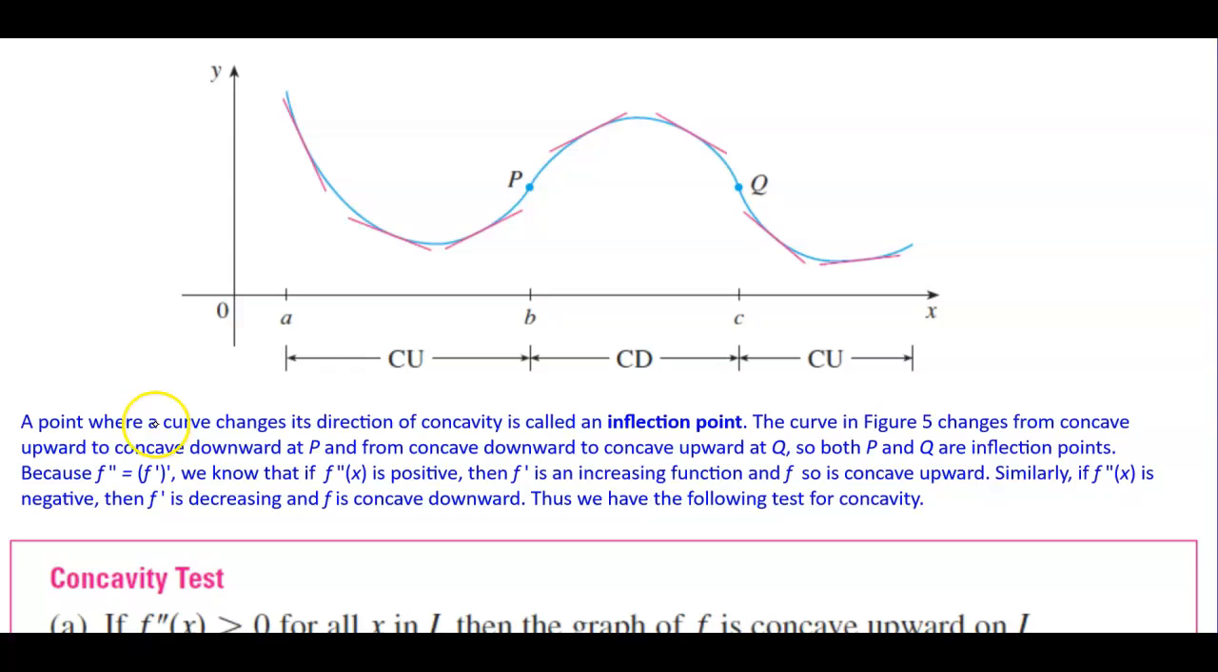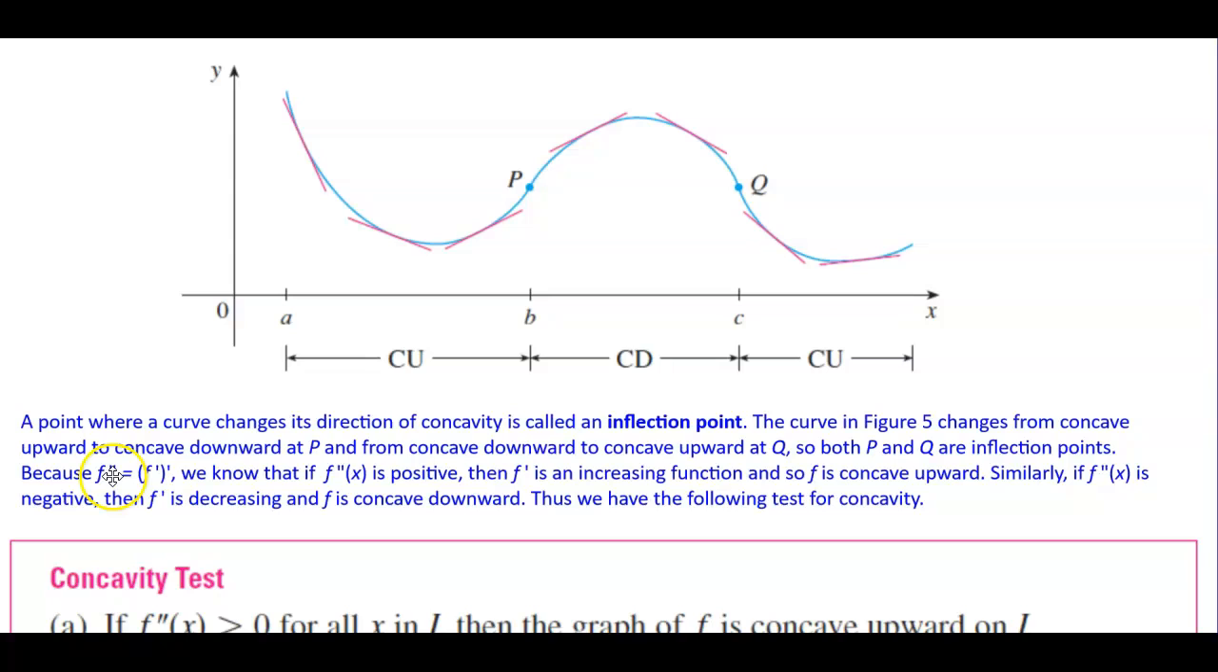Now, a point where a curve changes its direction of concavity is called an inflection point. And so the curve here in this figure changes from concave upward to concave downward at point P. So this is concave up and then concave down. And then from concave down to concave up, we can see that there's a point here at Q. So we can call both P and Q our inflection points.